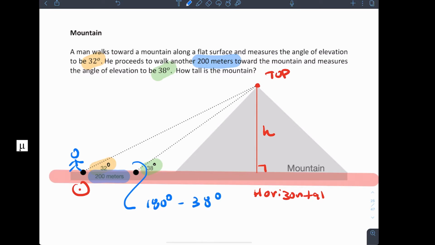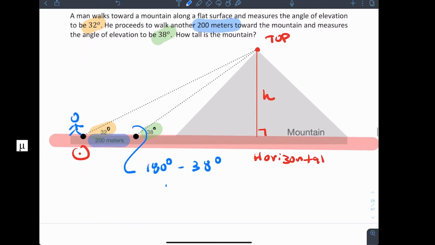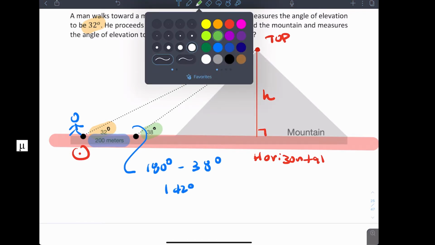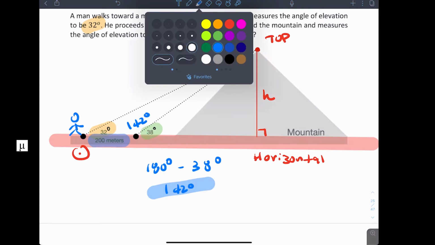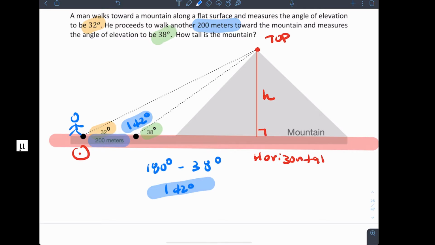180 minus 38. What does that measure? That's 142 degrees. Okay. Now don't forget over here, this is another 32 degrees. What is this called? Angle side angle.